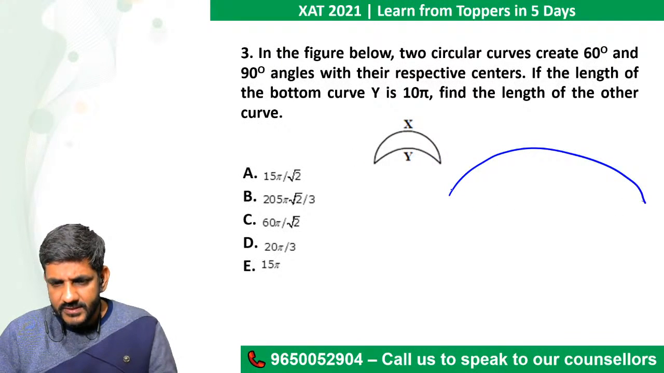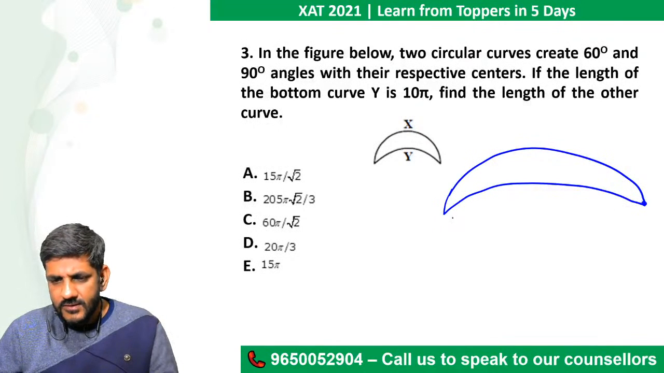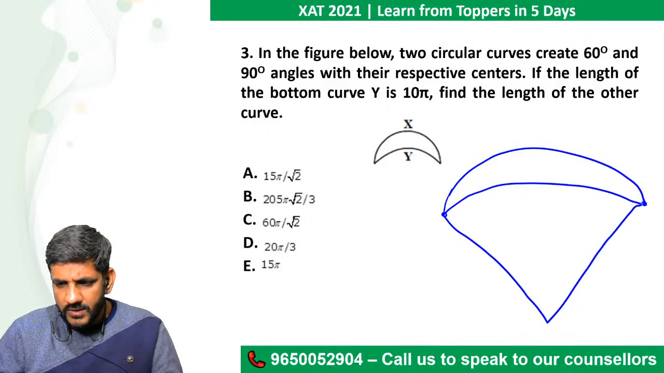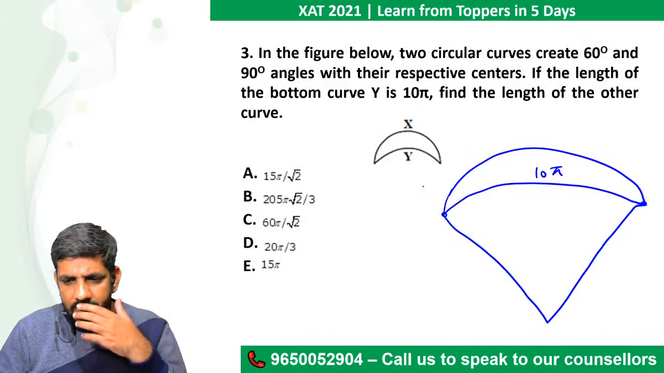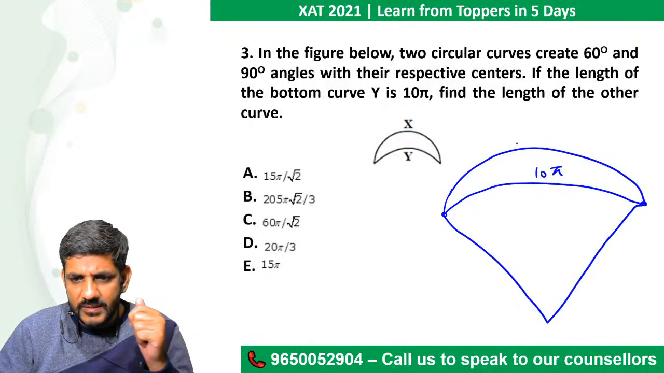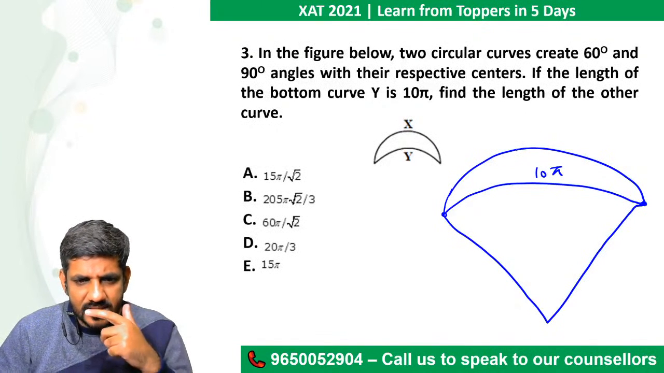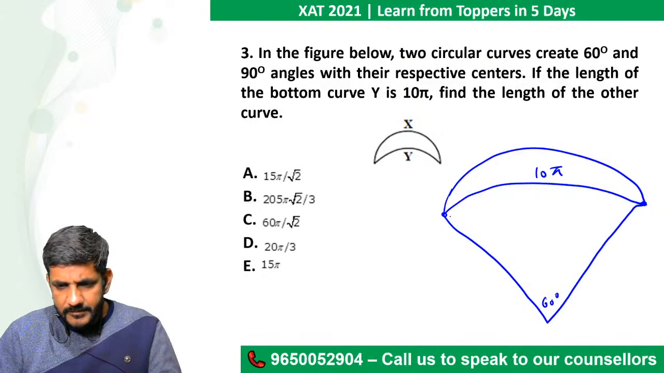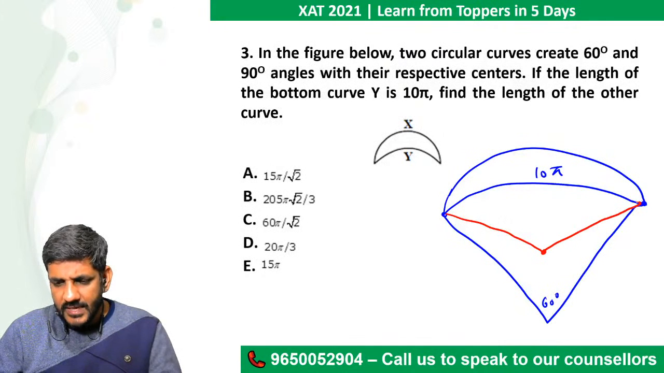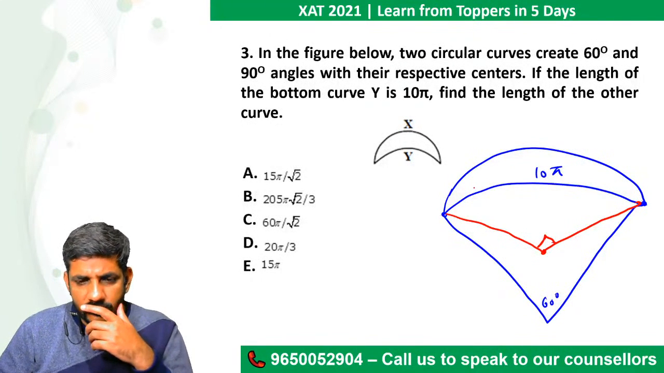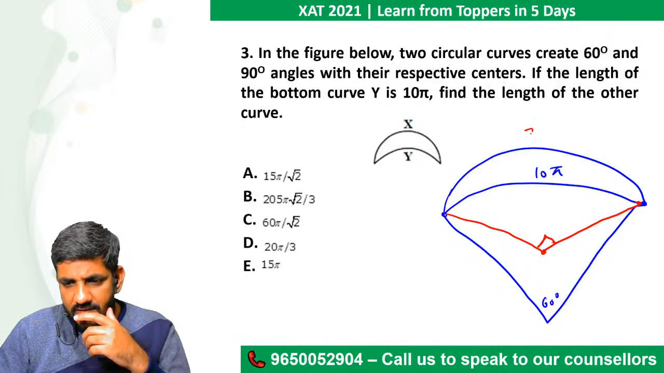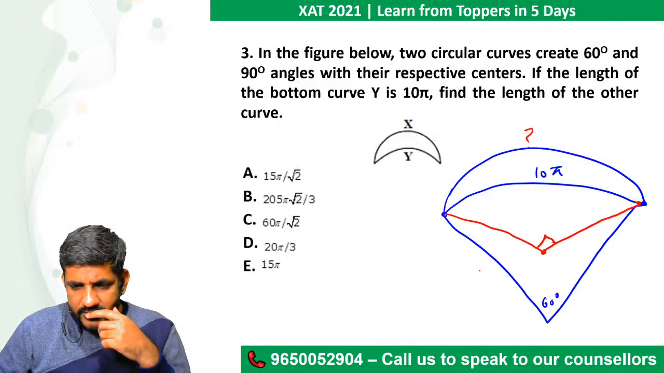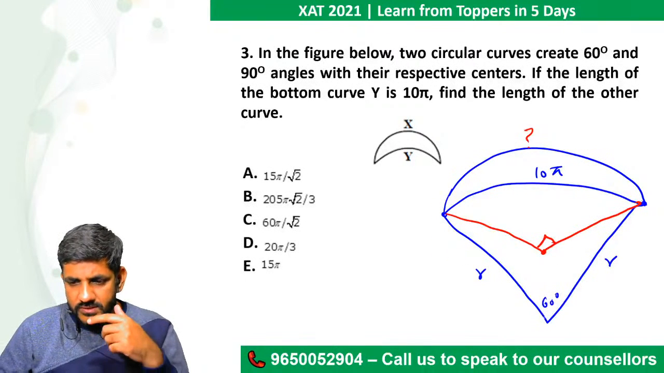So we have one curve like this and another curve like this. Both curves have the same starting point and the same ending point. He says for the smaller curve, the length is 10 pi, and for the larger one, he is asking you for the length. The two circular curves create 60 degrees and 90 degrees. So this must be 60 degrees, and for the other one, the above one, it must be 90 degrees. The question asks you to find the length of the other curve, so we have to figure out the length of this curve. This is R, this is R, and this is 60 degrees.